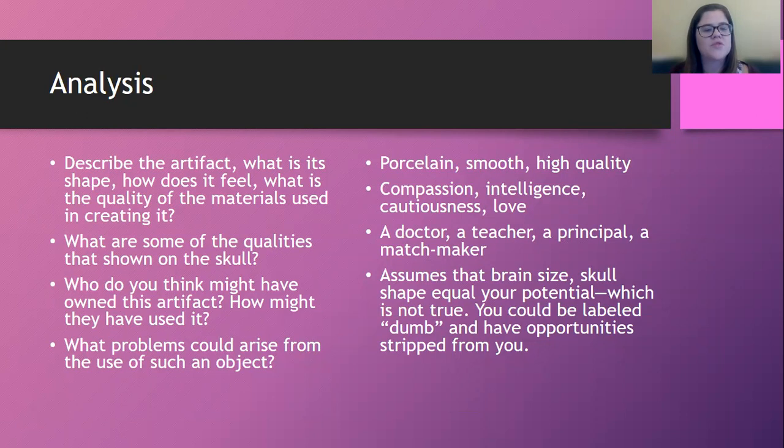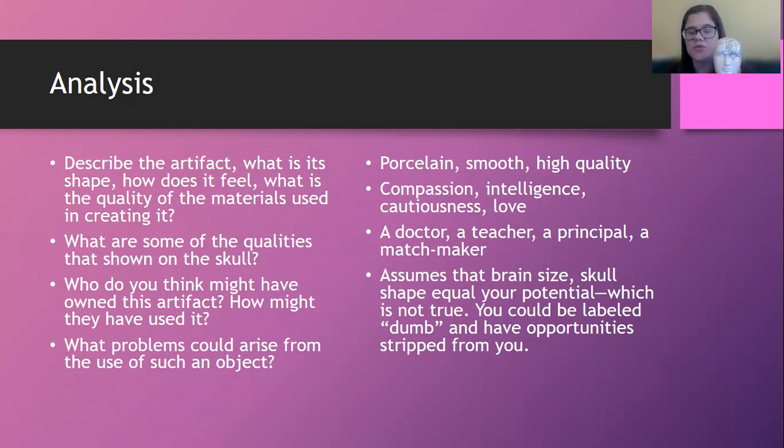So what problems could arise from the use of such an object? I see a lot of problems that could arise from this. But one of the main things is that it assumes that your brain size and your skull shape equals your potential, which is not true. There are all sorts of things that we know come into play. They didn't know that back then, though. There were a lot of studies going on about whether it is your experiences, or are you born, fated to be an amazing scientist and things like that. So they were wrestling with this then, and we're still wrestling with it now.